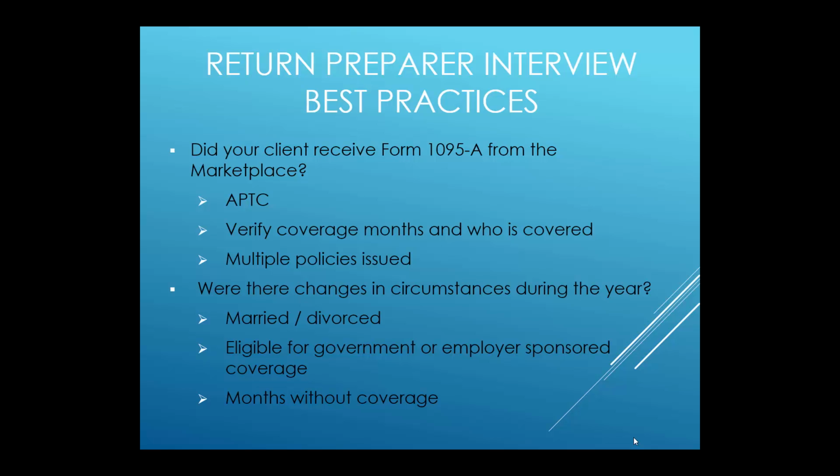Verify the coverage months. Who was covered? Is it correct, or does your client need to correct it? Are there multiple policies? Then multiple 1095As may be issued. You want to ask about health coverage as it relates to changes in circumstance. And if there were changes in circumstance, did they notify the marketplace? Are they expecting to perhaps receive multiple 1095As? Now, another question to ask is, did they have any months where they didn't have any coverage at all? And if that's the case, you need to know that as well, because that, again, goes into the calculation.